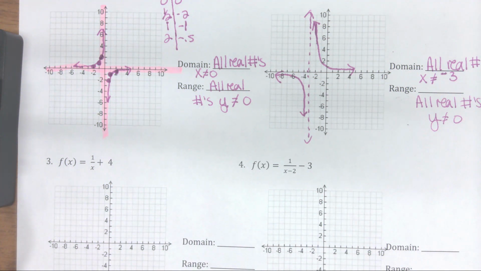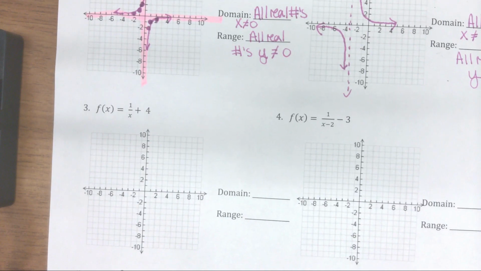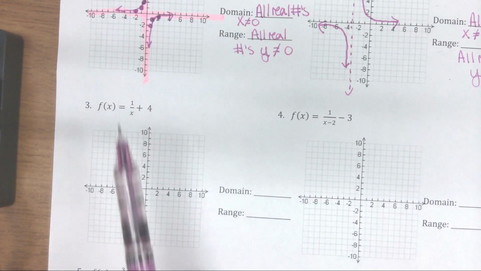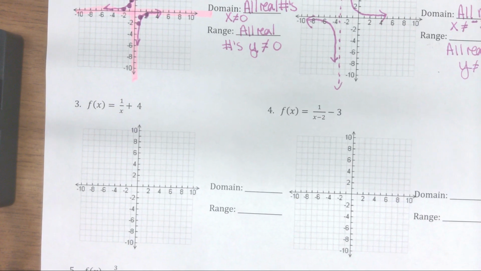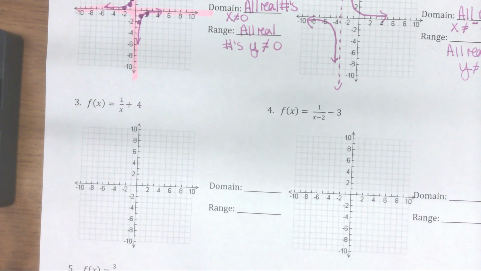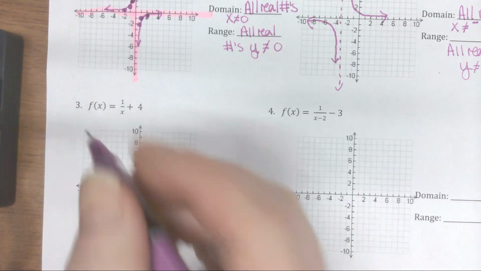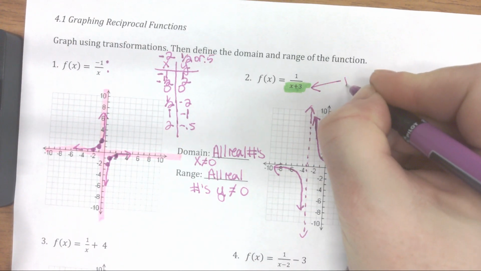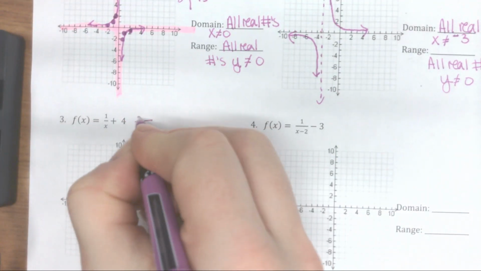Look at question 3. So this time, I have a +4 on the end. Anyone remember what that does? It moves good. I'm going to write here what we did. This moved the graph left 3. This moves the graph up 4. Let's take a look.